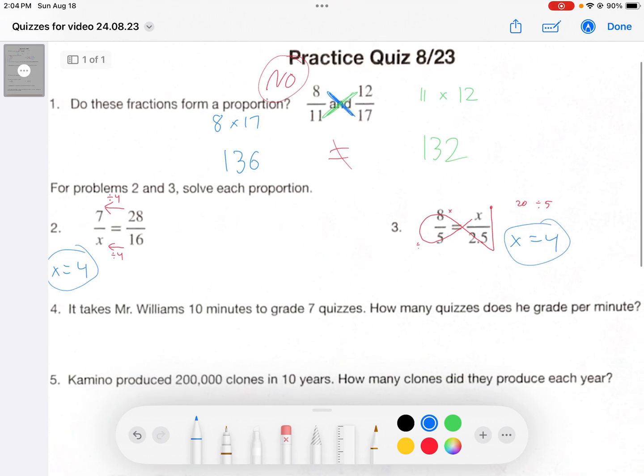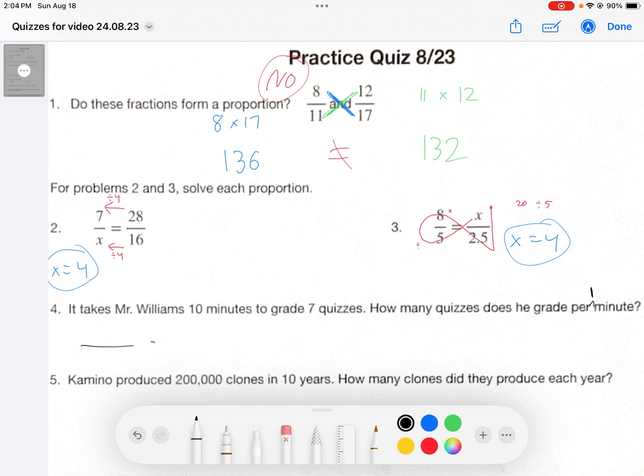Moving on to the word problems. Number 4, it takes Mr. Williams 10 minutes to grade 7 quizzes. How many quizzes does he grade per minute? So this problem, remember, you are simply setting this up as a proportion. You need 3 numbers, but if you come over to the question of how many quizzes does he grade per minute, that is the number 1. The number 1 is kind of implied there.